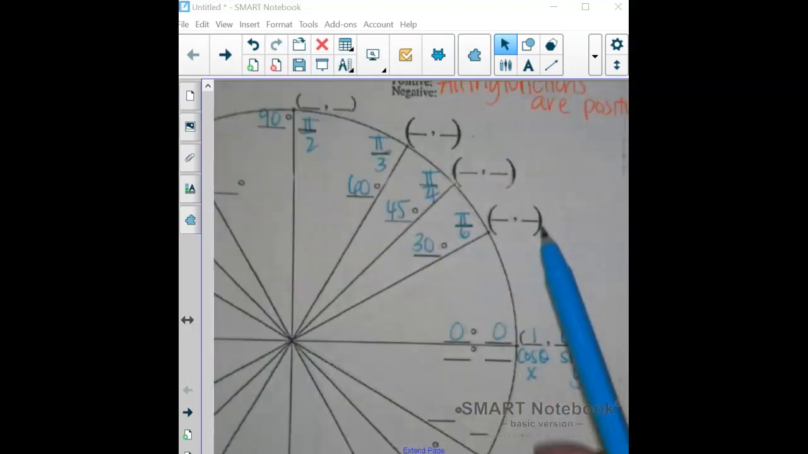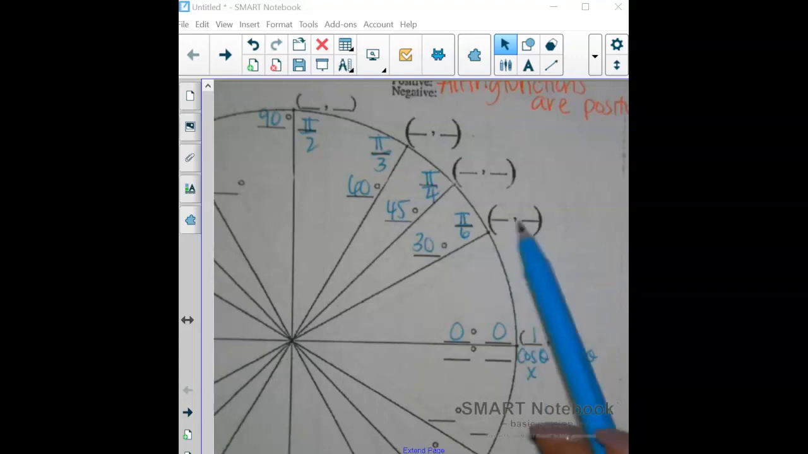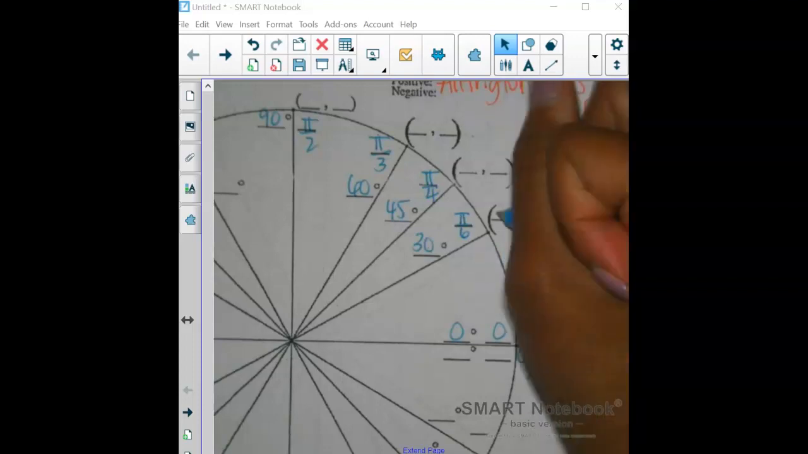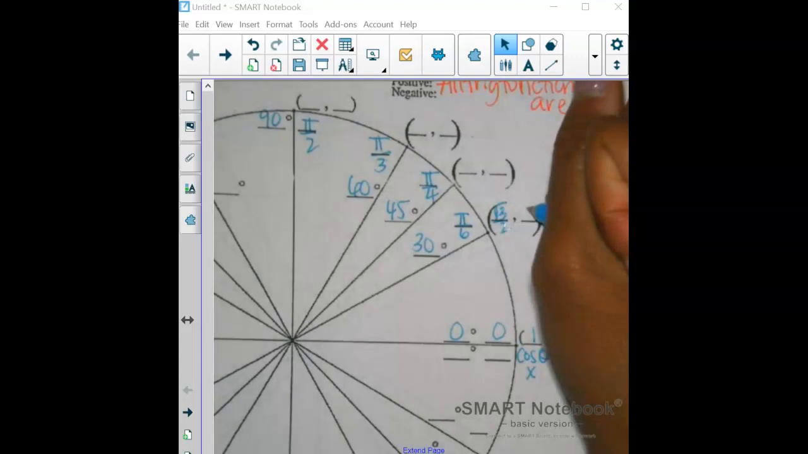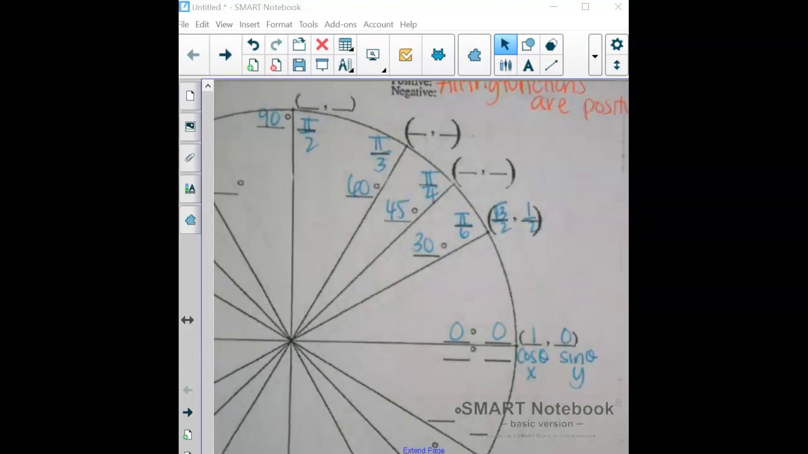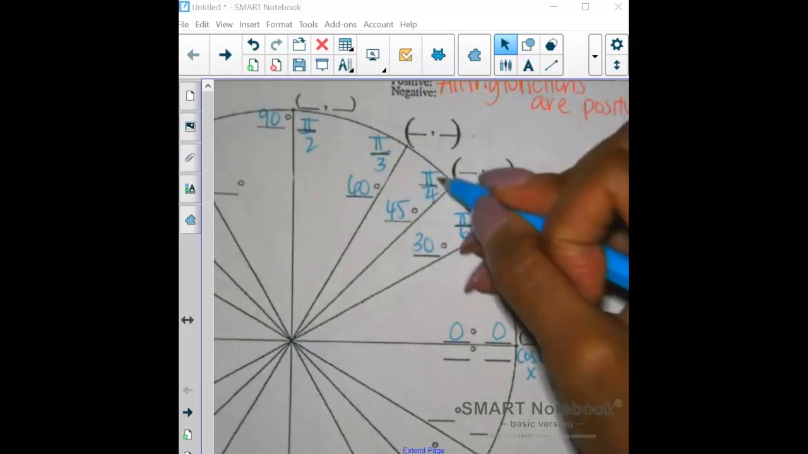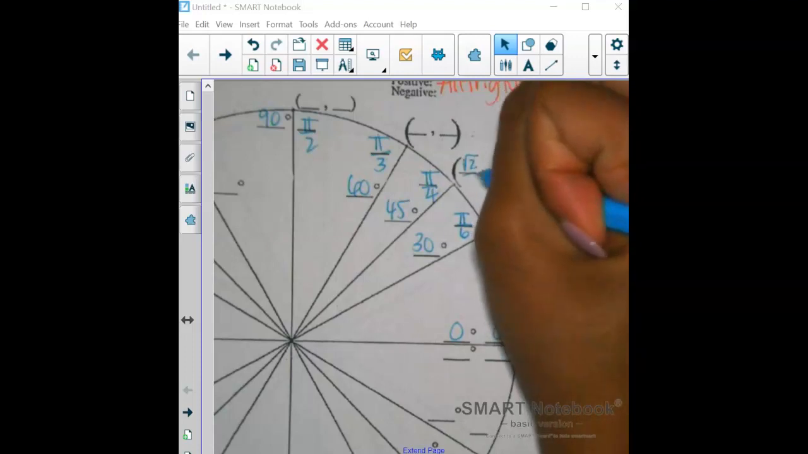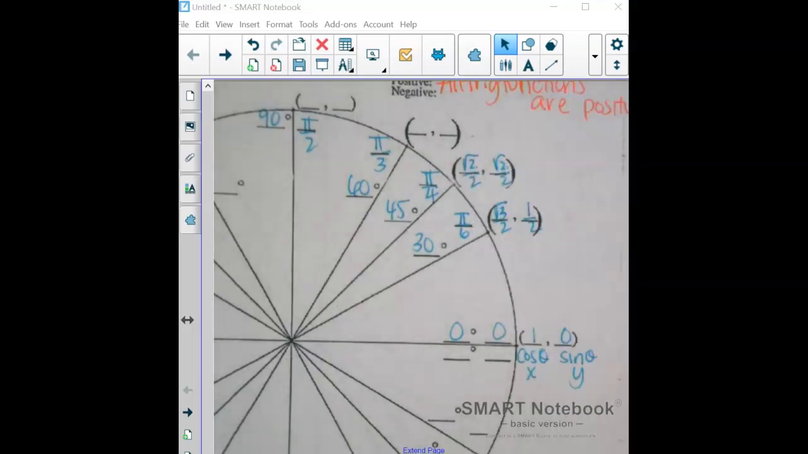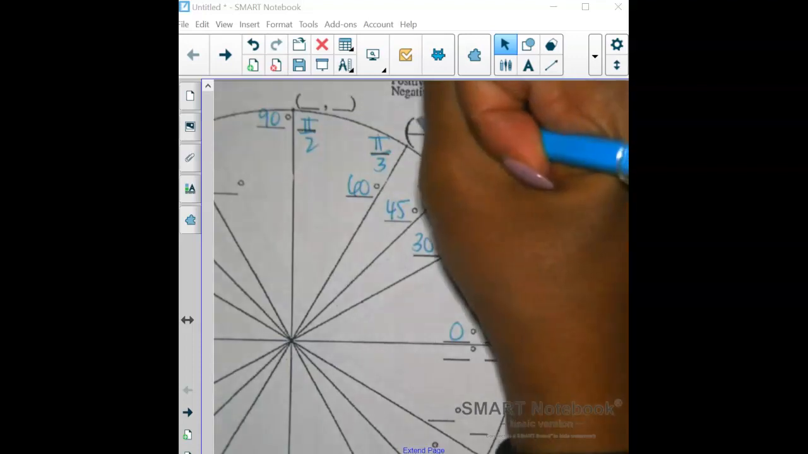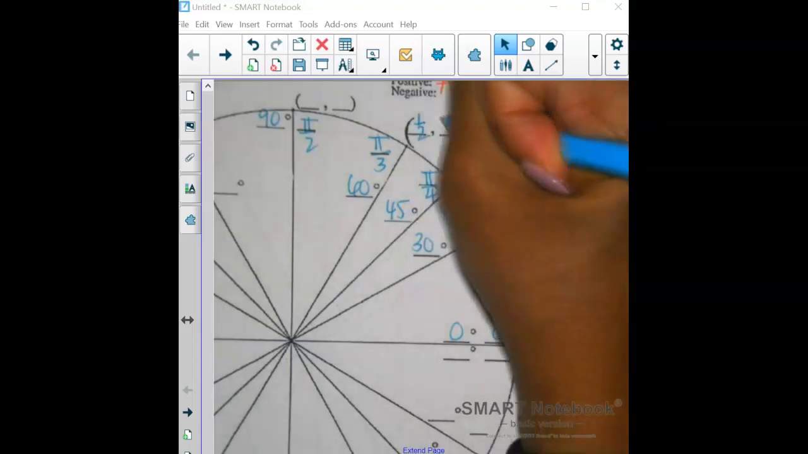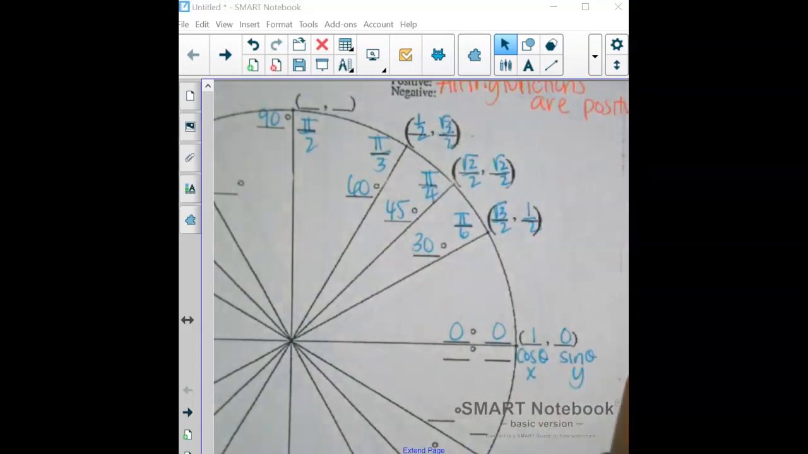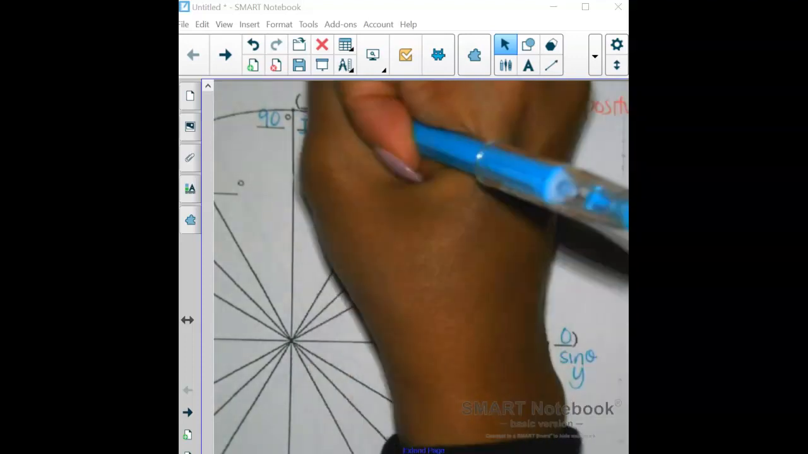I'm just going from my chart, guys, recopying it here. So at pi over 6 for cosine, that's your x. That's going to be square root of 3 over 2. And this is going to be 1/2. At pi over 4, this is going to be square root of 2 over 2, square root of 2 over 2. Probably my favorite because it's the same. At pi over 3, we're going to have 1/2, and square root of 3 over 2. And then at pi over 2, we have 0 and 1.